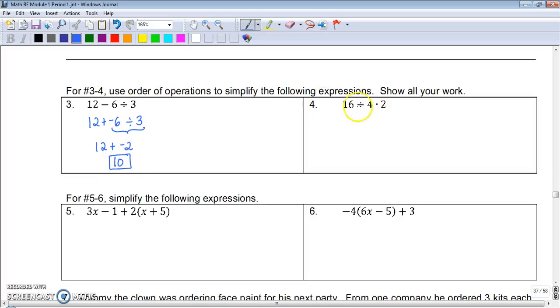Number 4, no sign change is needed. It's actually all multiplication and division. And we need to do this from left to right. So the first thing I see is division, so I'm going to divide first, and then I'm going to multiply.